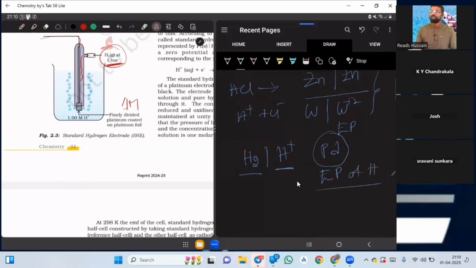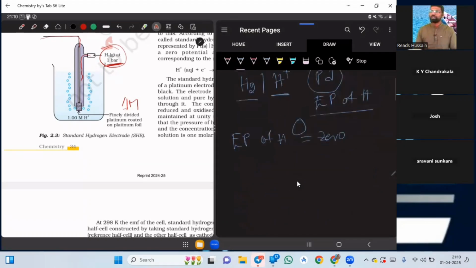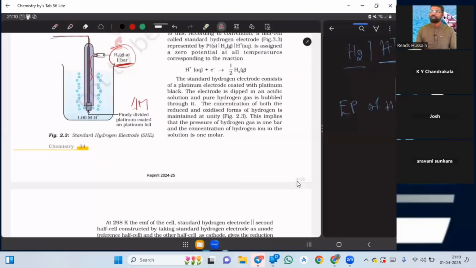But scientists have taken this value as 0. What is the electrode potential value of hydrogen? It is equal to 0. The standard hydrogen electrode potential is 0, right? It is arbitrarily taken, and you just remember this.